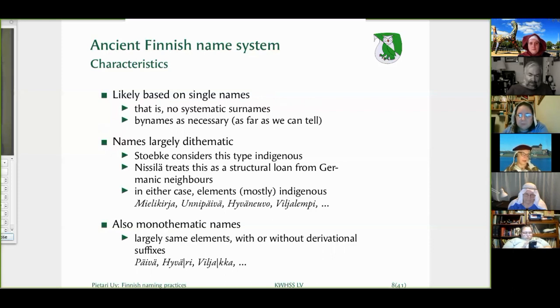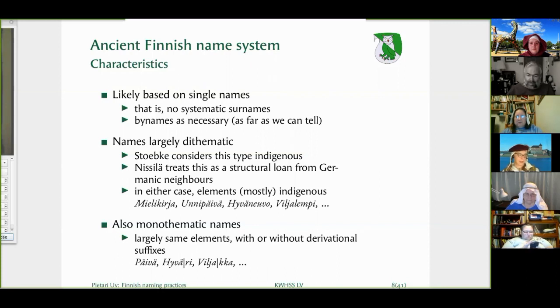Detlef Eckart Stöbke, in his 1964 dissertation, considers this type indigenous just because the name elements were. Viljo Nissilä, who was professor of onomastics at Helsinki University at the time, thinks or thought this is a structural loan from our Germanic neighbors. I'm not sure, but in any case, this is what we had. So we had a bunch of given names that were compounds, but we also had names that had largely the same elements as monothematic names.